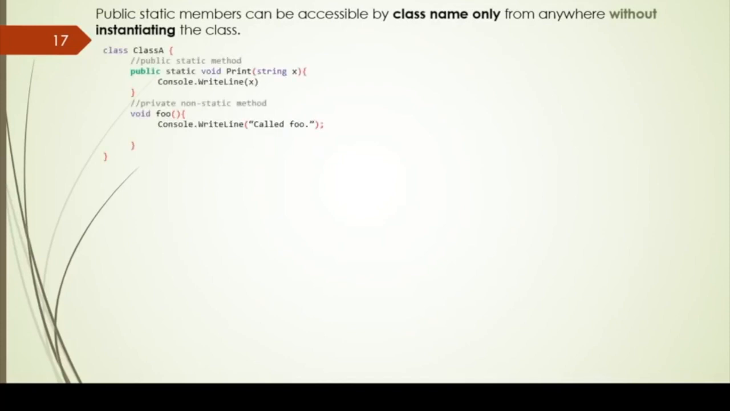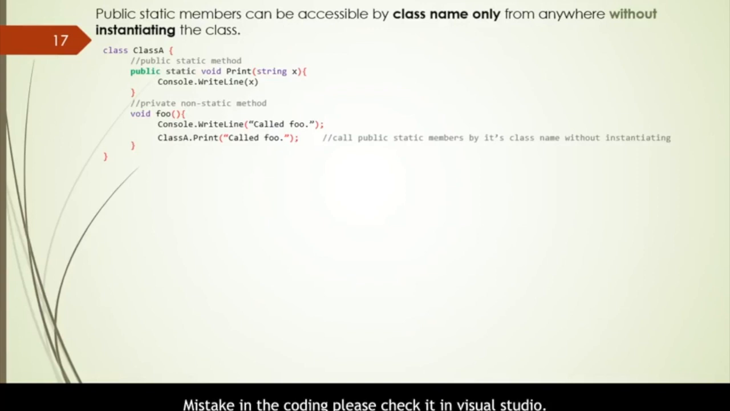Let's say that I have a class A and a method, public static method print, and I have a private non-static method that is foo. Now if I want to access the print method of that class A, I can write the class name directly, class A, and put a dot and then call the method, and it will run just fine.